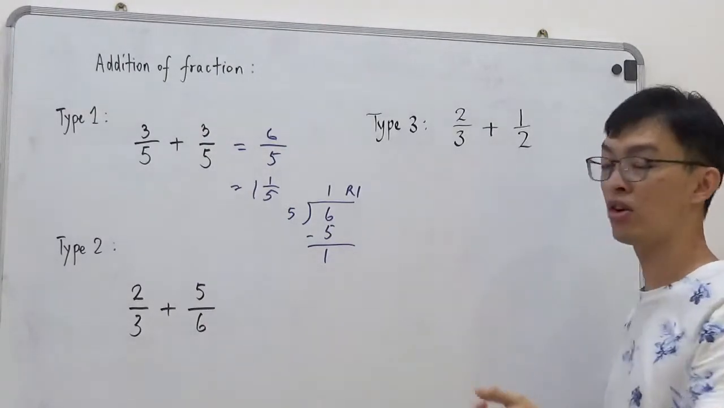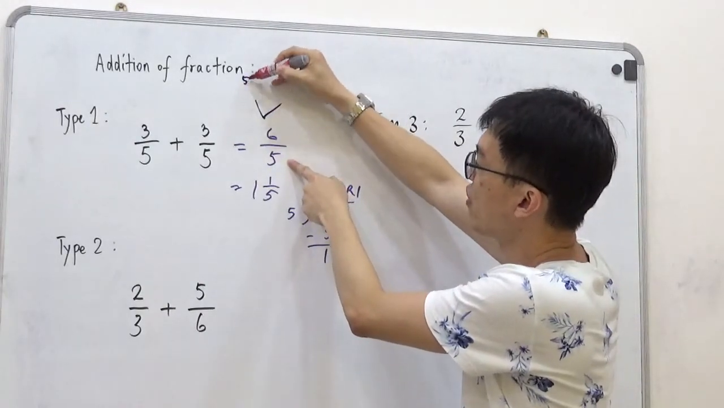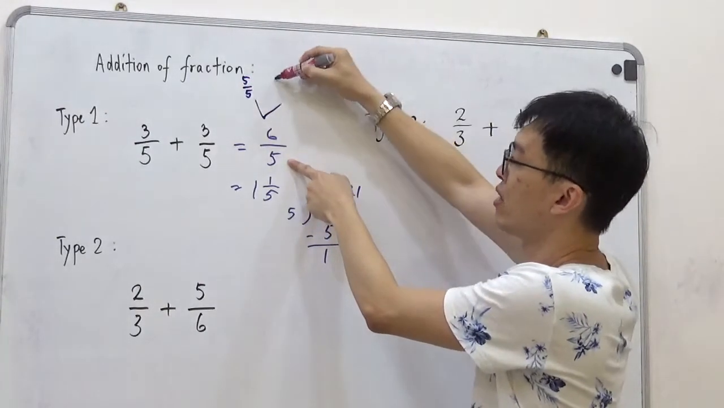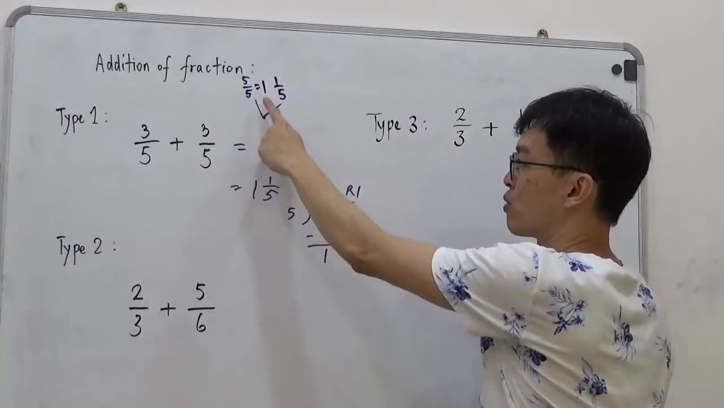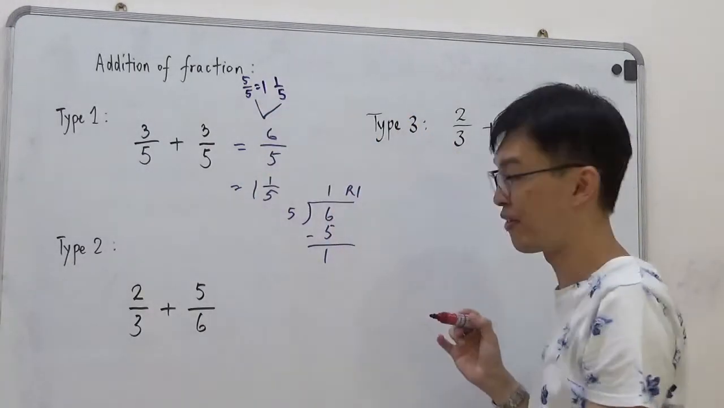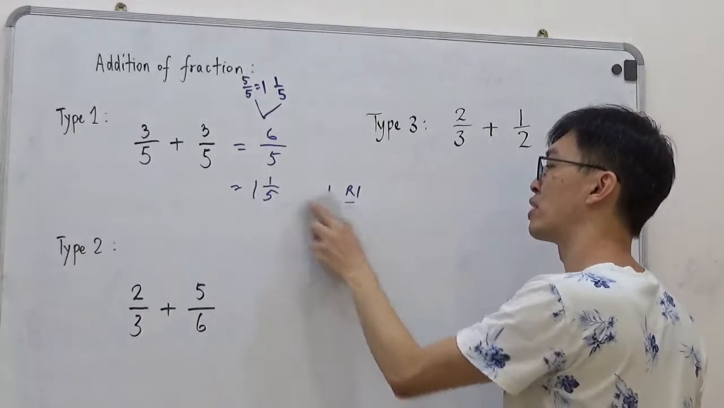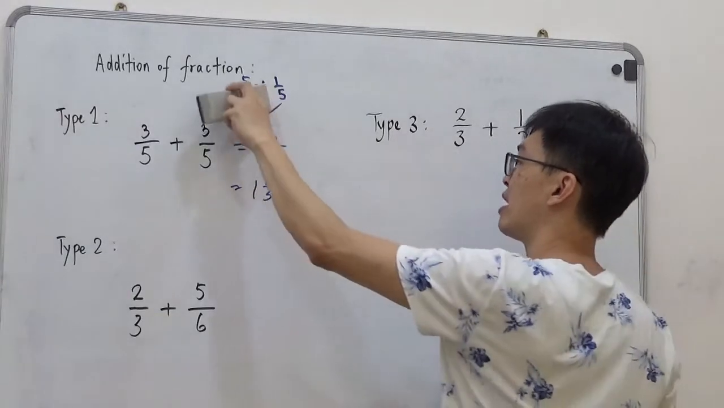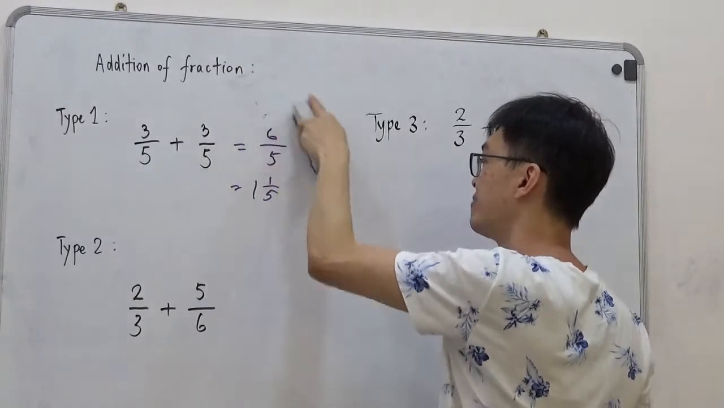The other way, your teacher will have taught you, split this up into 5 over 5 and 1 over 5. Now 5 over 5 is 1 whole. So that's why it's 1 whole, 1 over 5. Exactly the same. Okay? So this one, if you have forgotten, go and recap it from your books. Your teacher will have gone through this with you, okay?